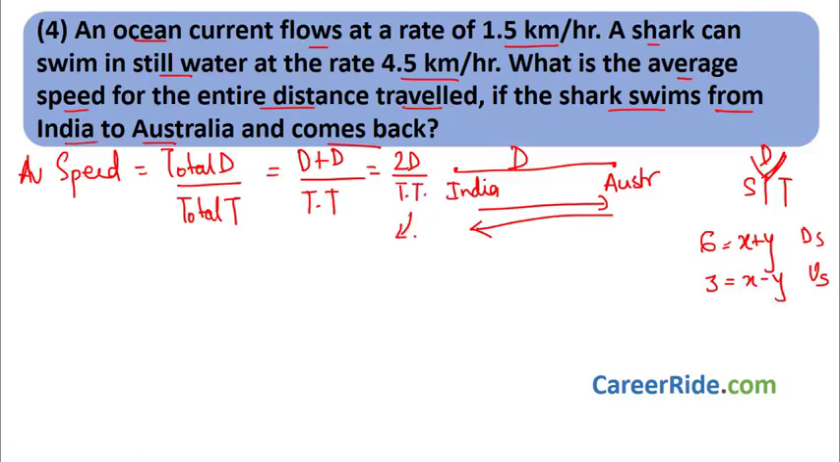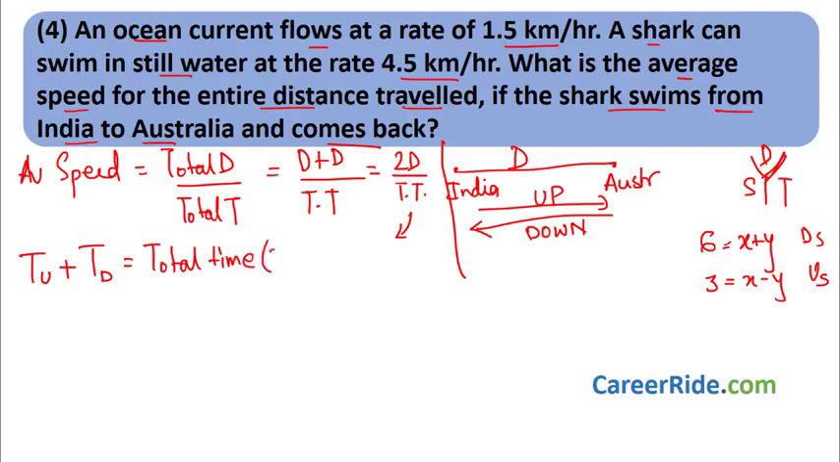Now let us find out total time. Total time is nothing but time to go from India to Australia plus time to go from Australia to India. If we consider India to Australia as upstream, then Australia to India would be downstream. You can also do it exactly opposite, and vice versa is also true, you will get the same answer, correct? So over here India to Australia is upstream, so time taken to go upstream is say TU, and time taken to go downstream is say TD. So TU plus TD is nothing but the total time taken for the journey, TT.